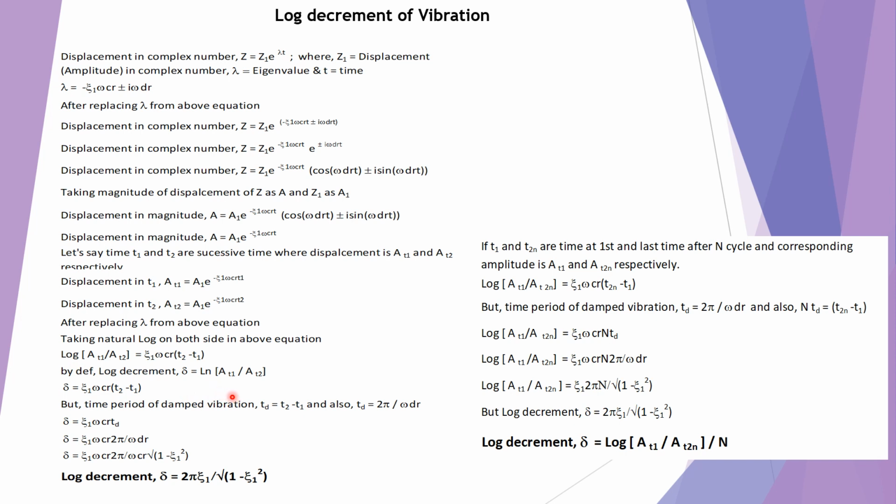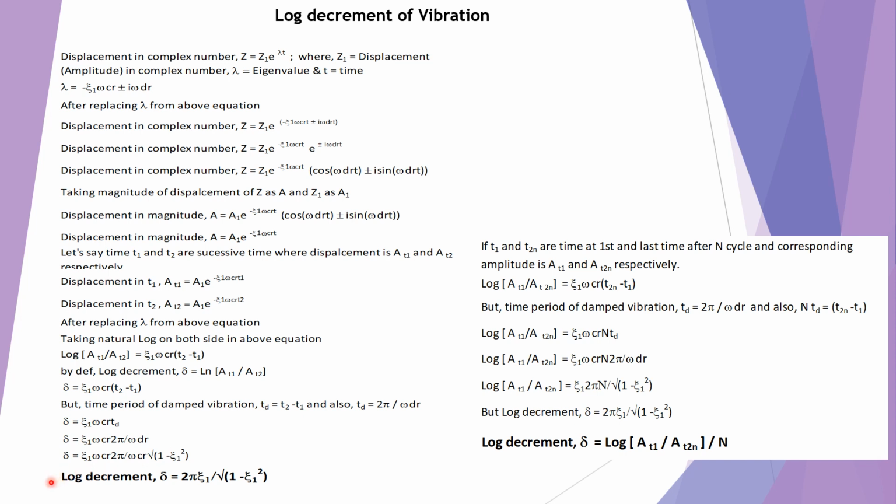So that is the same thing, but natural log. So ln(A1/A2), we can write delta is equal to zeta1 omega_cr (t2 minus t1). Here t2 minus t1 is the time period, so we can replace it: td is equal to t2 minus t1, also td is equal to 2 pi upon omega_dr. So delta is zeta1 omega_cr into td, or delta is equal to zeta1 omega_cr into 2 pi upon omega_dr.